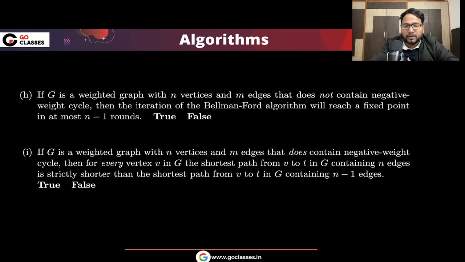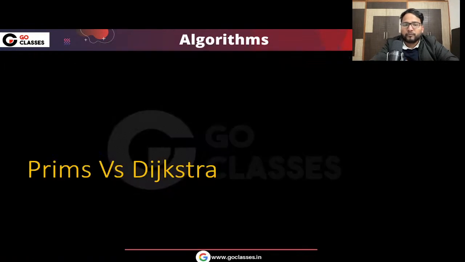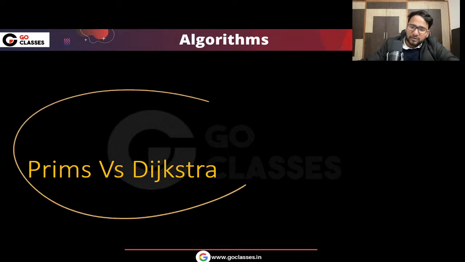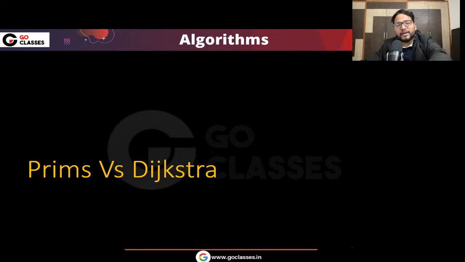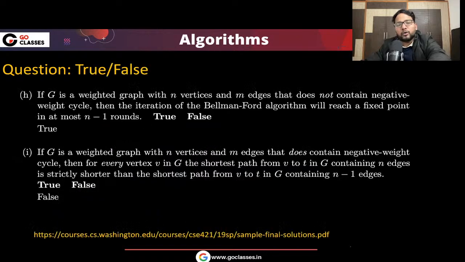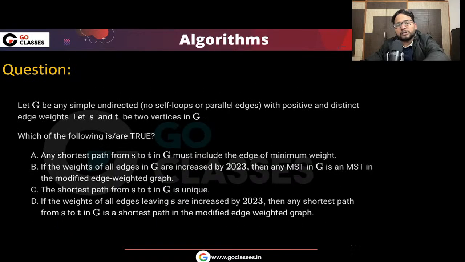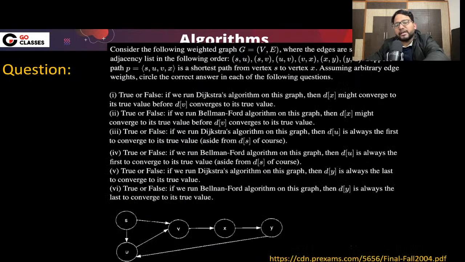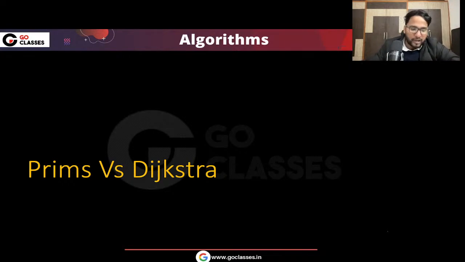I just want to keep this session for the Bellman-Ford proof. This Prim's versus Dijkstra and the other questions, there are many that I wanted to solve, but I don't want to make it too long. So we will solve all of these questions in the next session or in any other session there is for algorithms. So let's just keep this session here only.